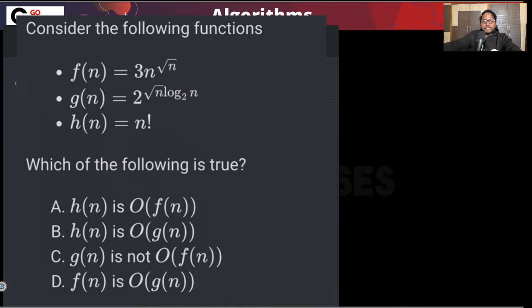Now one option is n factorial, another one is 2 power square root of n log base 2 n. This is g(n), this is n factorial, this is 3 n power n. I think this 3 won't matter, so I'm not writing it. This is n power square root of n and n factorial. Let's compare these two first.